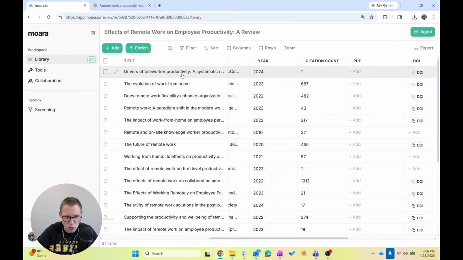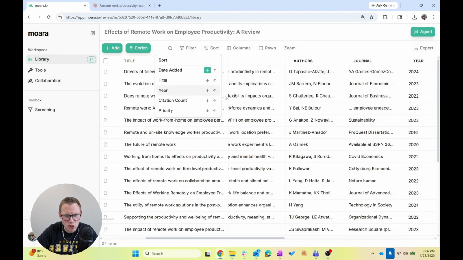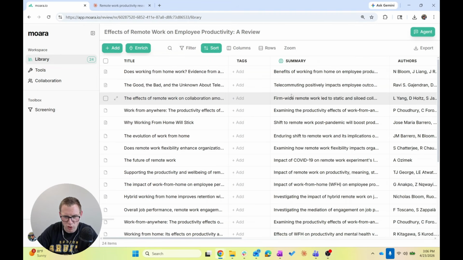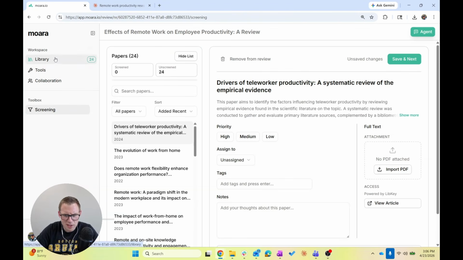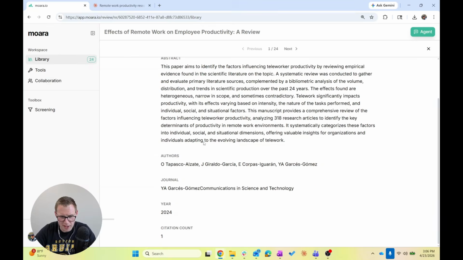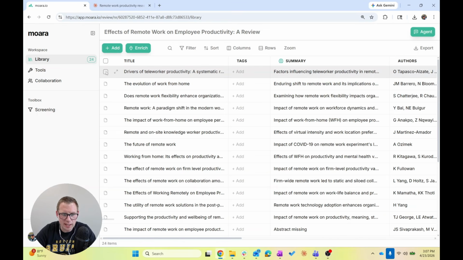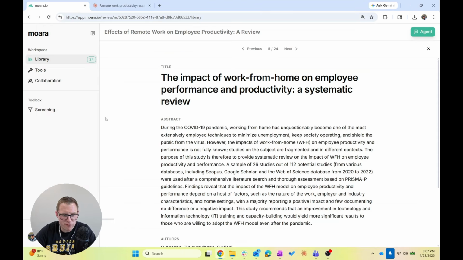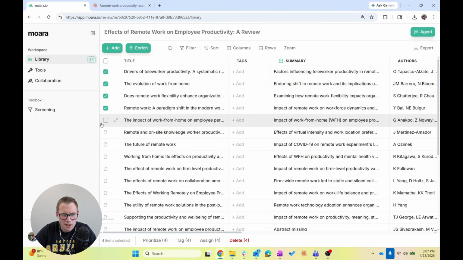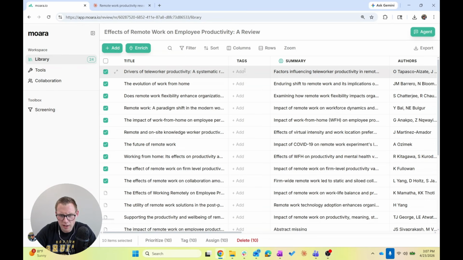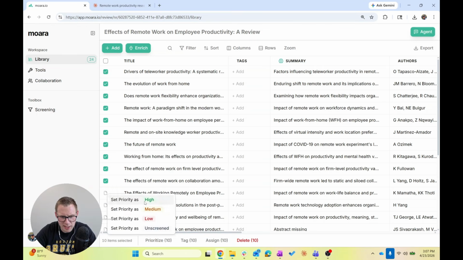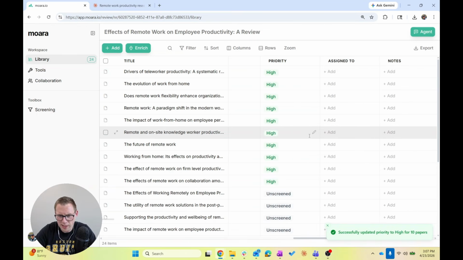I'm actually not sure how this one ended up here, but I would like to sort by citation count and work through that way. And I'm trying to decide exactly how I'll go about this. Sort by A to Z. There's a few different ways you can do it in Moara, by the way. You can actually just scroll through like this. I think what I will probably do, just to keep it simple, is mark my first 10 as high priority. In fact, let me just say set priority as high. Okay, so we can see that's updated here.